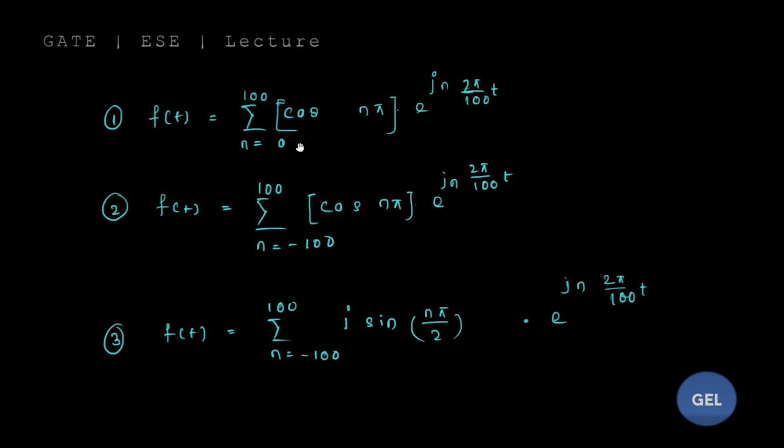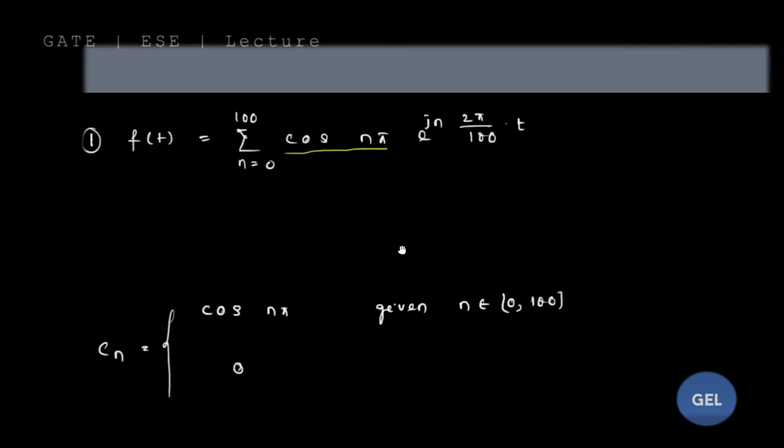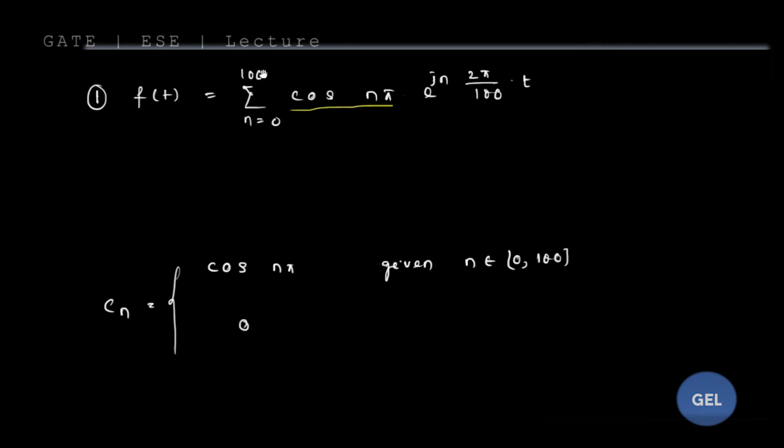Now let's start from the first question, where f of t is given with n equals 0 to 100, and this expression. Now I need to compare it with my standard format, which is the exponential form of the Fourier series representation: the sum from minus infinity to infinity of Cn into e to the power j n omega naught t.